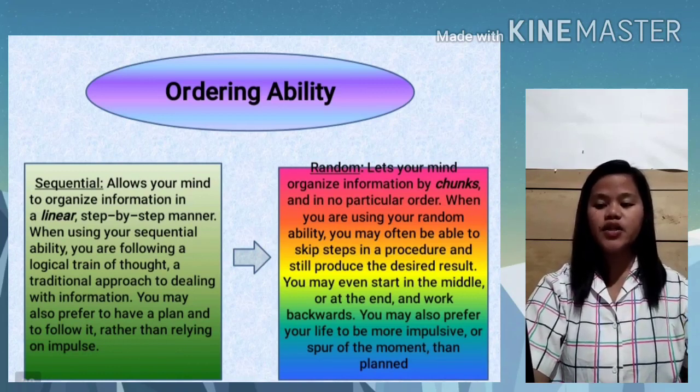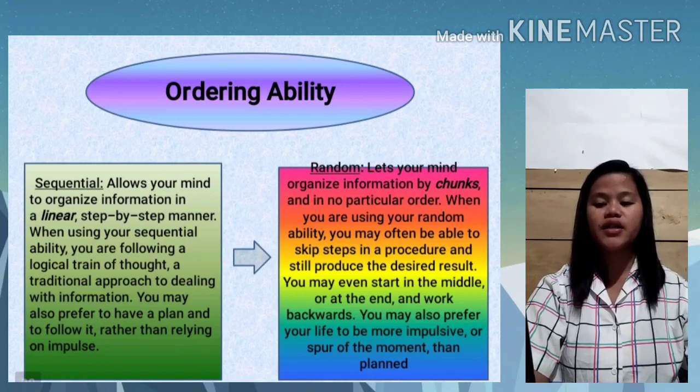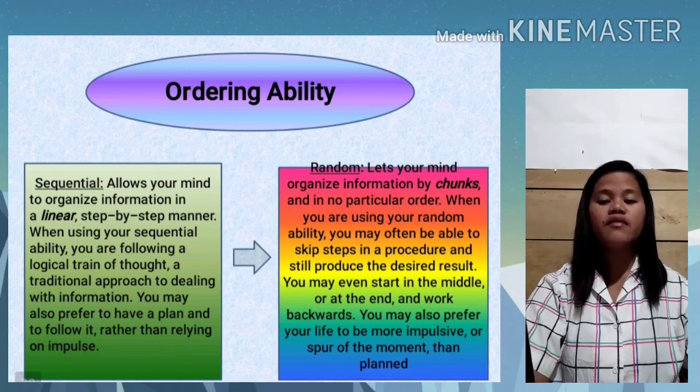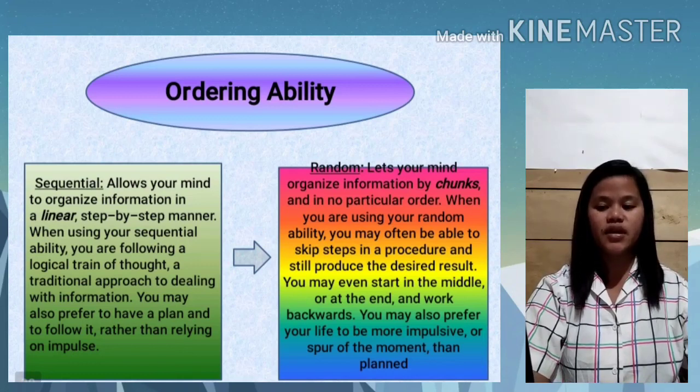While random lets your mind organize information by chunk and in no particular order. When you are using your random ability, you may often be able to skip steps in a procedure and still produce the desired result. You may even start in the middle or at the end and work backwards. You may also prefer your life to be more impulsive or spur of the moment than planned.